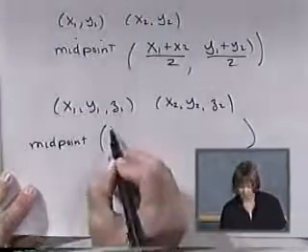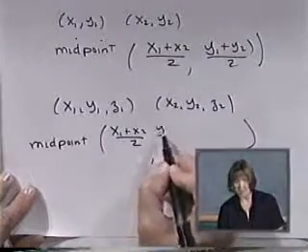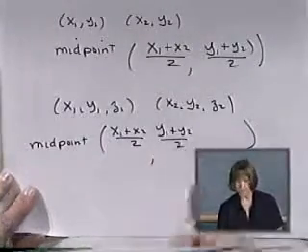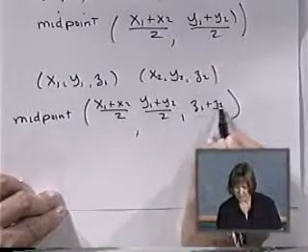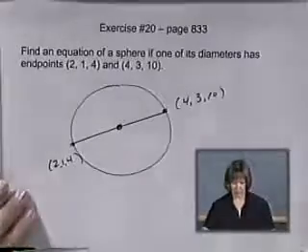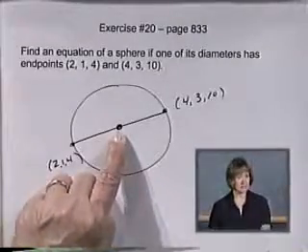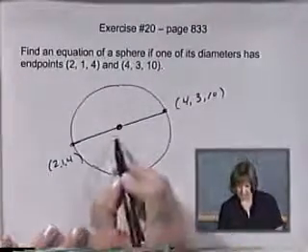What are you going to do? You're going to take the average of the x's, that's your x-coordinate, the average of your y's, that's your y-coordinate, and the average of your z's, and that's your z-coordinate. Well, if you have a diameter here, what can you tell me about that point in terms of this line segment connecting those points? It's the midpoint, isn't it?